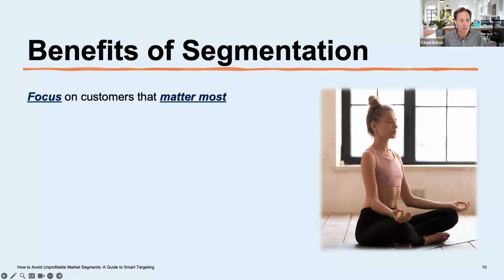So the benefits of segmentation quickly, first, it gives you focus. It gives the focus for the business to sell to and serve customers that matter the most.